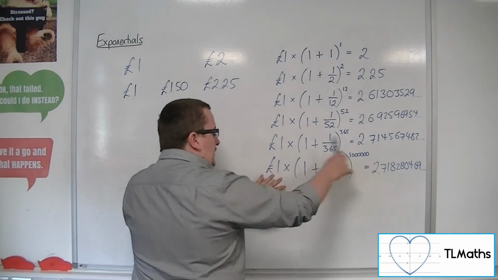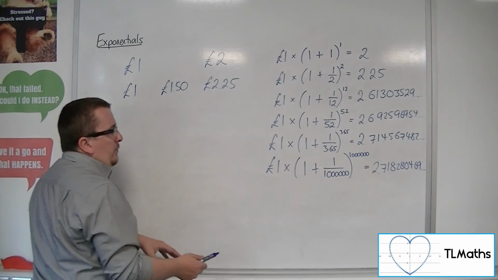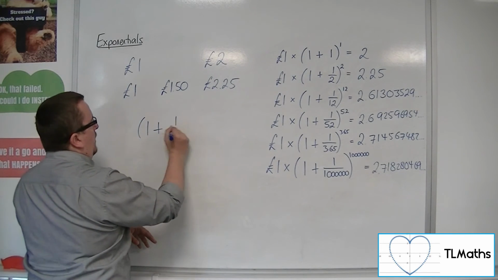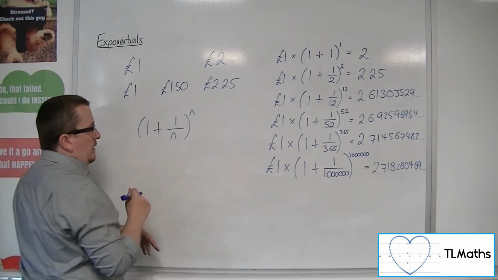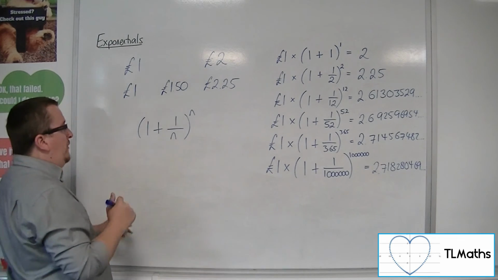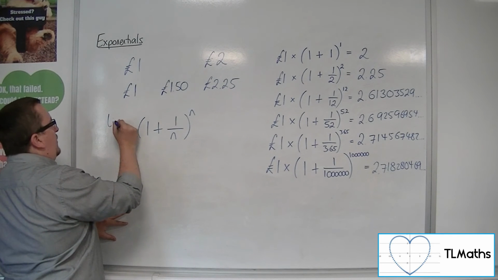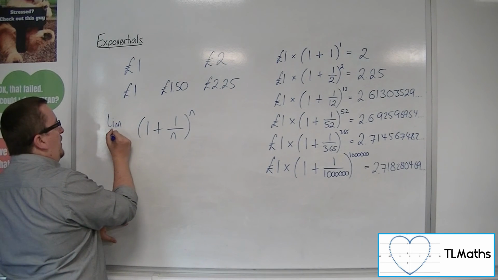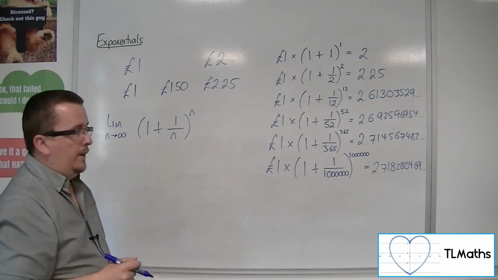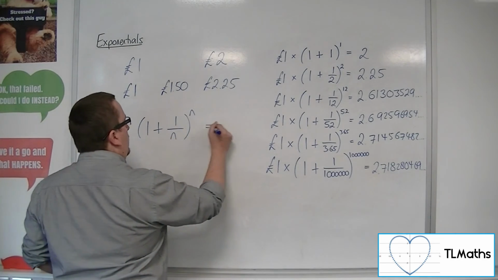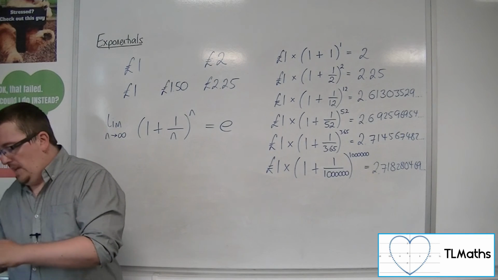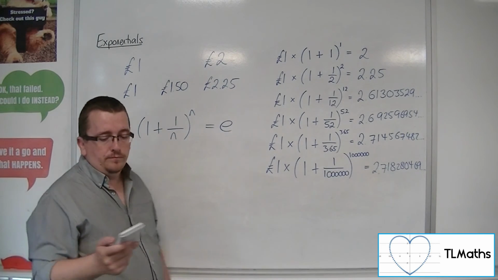And we can generalize this. So what we're doing is we're increasing this number. So 1 plus, let's represent that number with n. Okay, so 1 plus 1 over n to the n. And what we say is that n is getting larger and larger and larger. So we say that the limit as n tends to infinity, okay, is e, this number e.